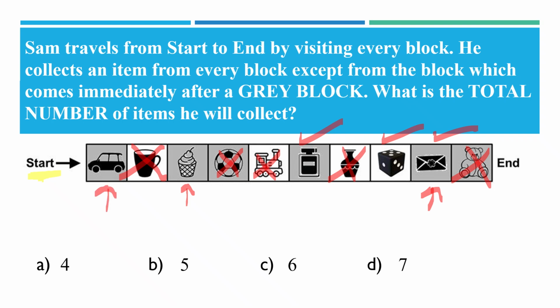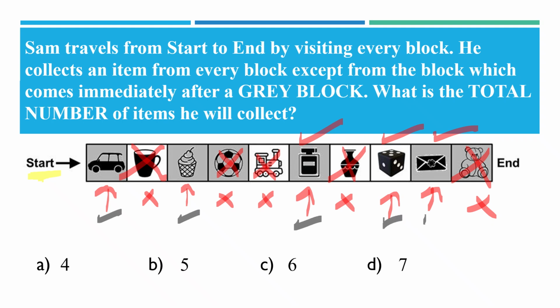So the first one will be collected, not the second one. Third one will be collected, not the fourth one. Fifth one, sixth one will be collected, not the seventh one. Eighth one will be collected. Ninth one will be collected, and not the next. So in total, let's check how many we have collected. One, two, three, four, five. So there are 5 items collected. So I go with option B, 5.